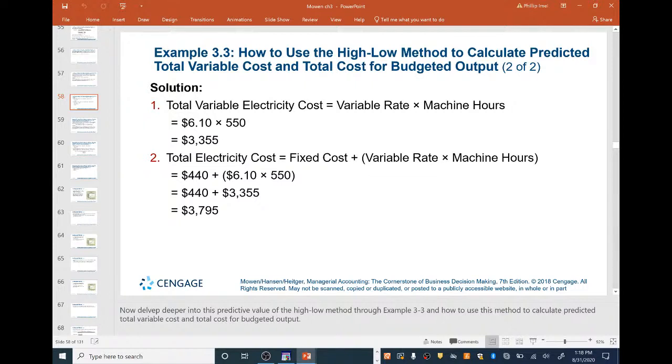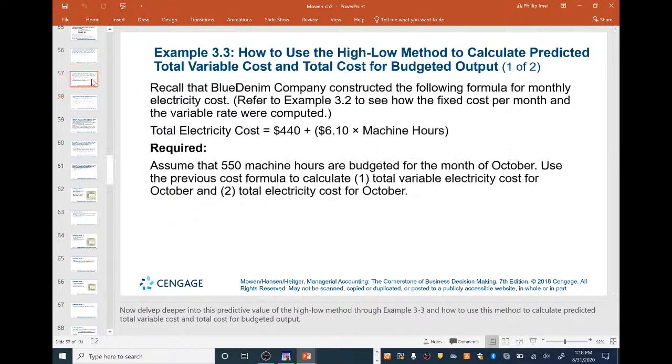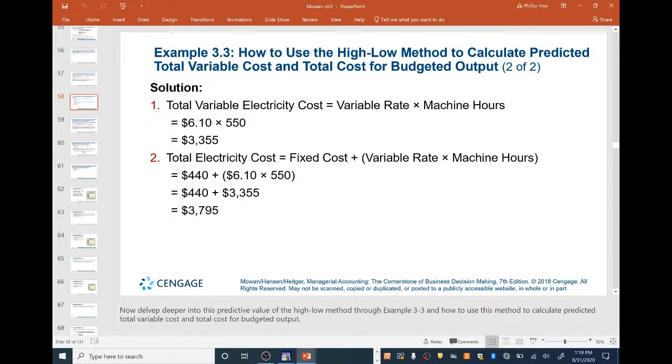$6.10, the variable rate, times 550, which is what? Machine hours, and it's given here. Total variable electricity cost is the variable rate of 6.10 times the machine hours that have been budgeted for, 550. So total variable electricity cost that we're going to budget for is going to be $3,355.